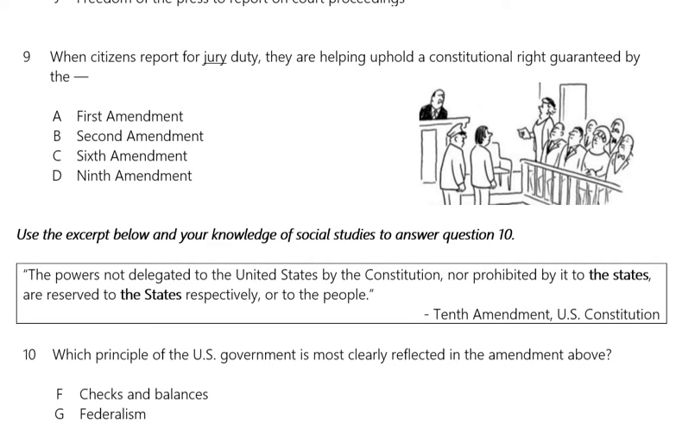Number 9. When citizens report for jury duty, they are helping uphold a constitutional right guaranteed by the A. First Amendment. B. Second Amendment. C. Sixth Amendment. D. Ninth Amendment. Pause the video to answer question 9.